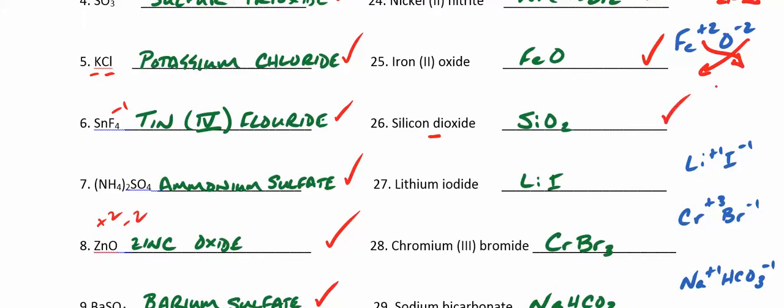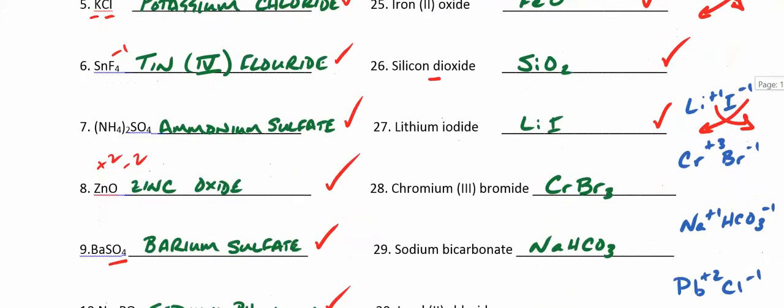Number 27, lithium iodide. Lithium is +1, iodine -1. Let's do the switch. We just move this +1 down here as a 1, this -1 here as a 1. Neither one of them shows up in the formula. We just call it LiI, just like that, and that is number 27.